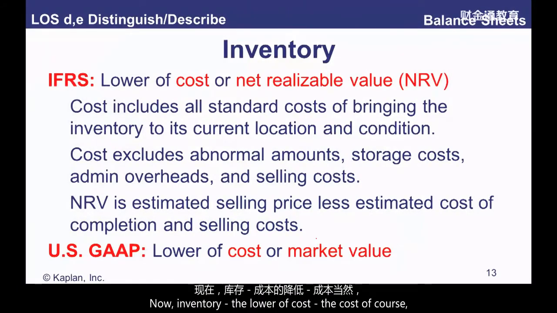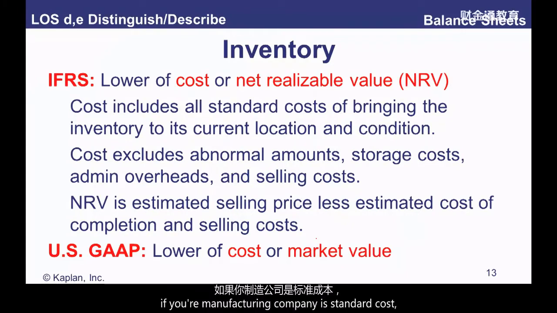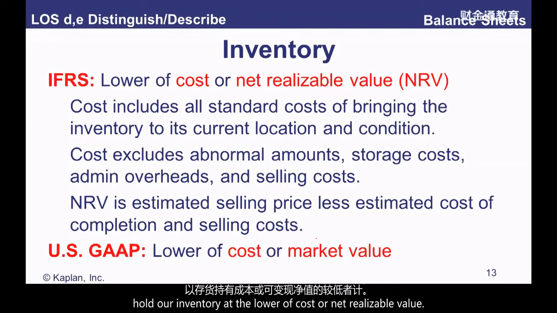Now, inventory, the lower of cost. Cost, of course, if you're a manufacturing company, is standard cost. If you're a trading company, we're going to use those FIFO, LIFO, and average cost rules. The rules under IFRS say we need to hold our ending inventory at the lower of cost and net realizable value. Net realizable value essentially is the expected selling price less any additional costs incurred, in particular selling costs.